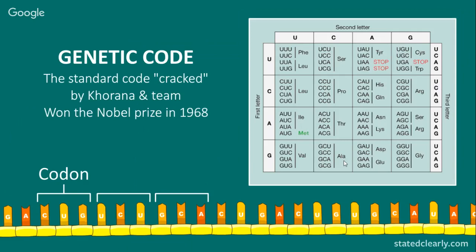By the way, let me just say, this is the standard genetic code. We talked earlier that some different organisms use a slightly tweaked version of this. The standard genetic code was cracked in the 60s by a whole team of scientists, but Dr. Khorana is credited for having led that process. He and his team won the Nobel Prize in 1968 for cracking this code. And again, they cracked a code, a real code.